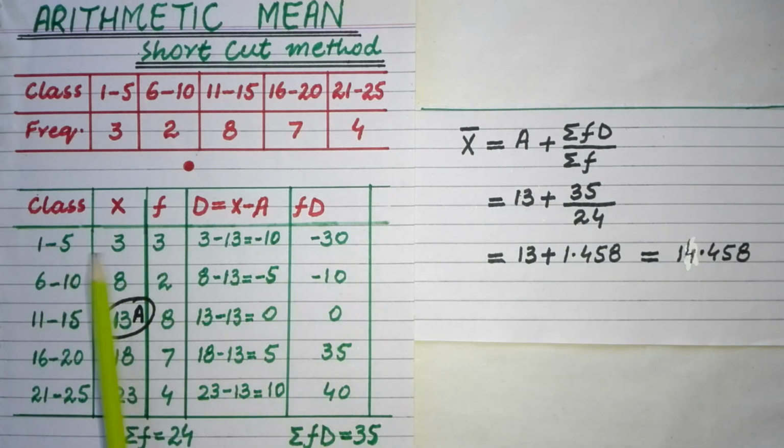First class, its class mark is 3 and when from 3 we subtract 13 we get minus 10. Second class, its class mark is 8 and when from 8 we subtract 13 we get minus 5, and so on. So dear students, that's how we can find the value of d of a class.